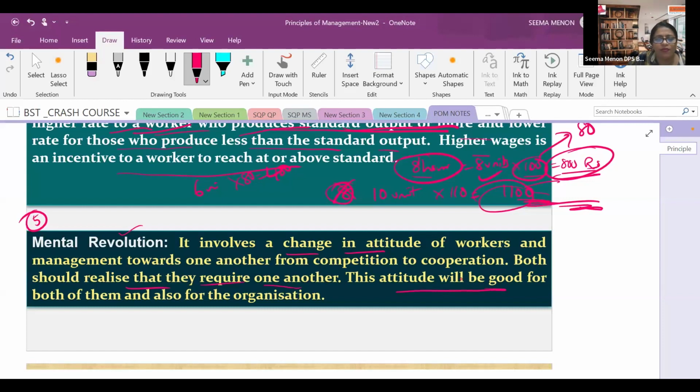This attitude will be good for both of them, because if both of them work in a very cooperative way, they can achieve their target very easily, and a part of the profit can be given to the worker also, and the organization can also achieve its target. So it is good for both, the worker and the organization.